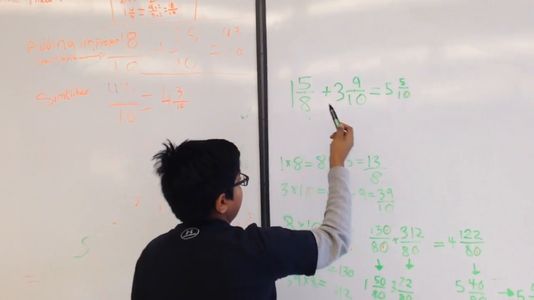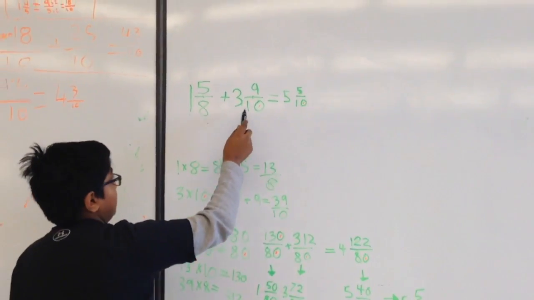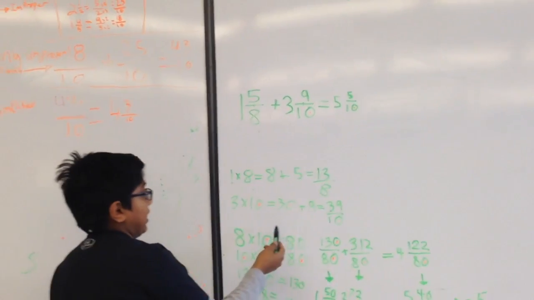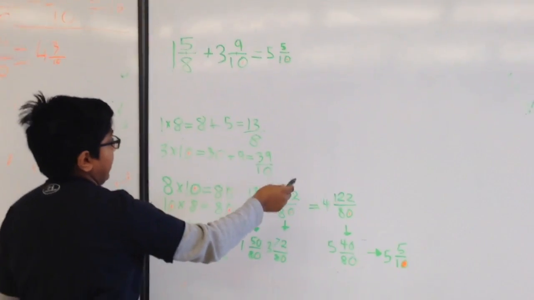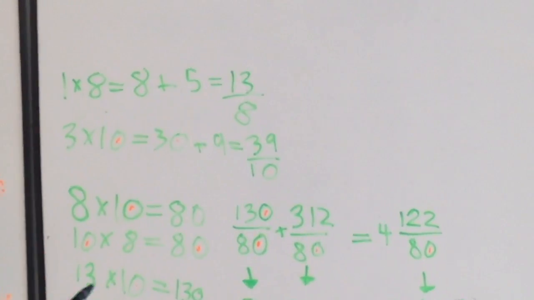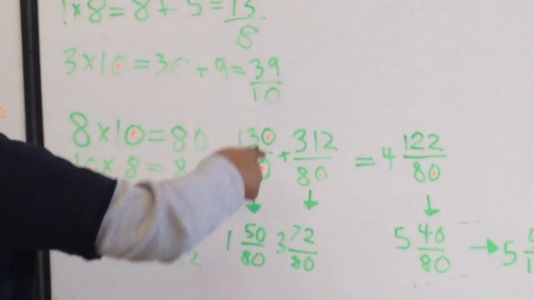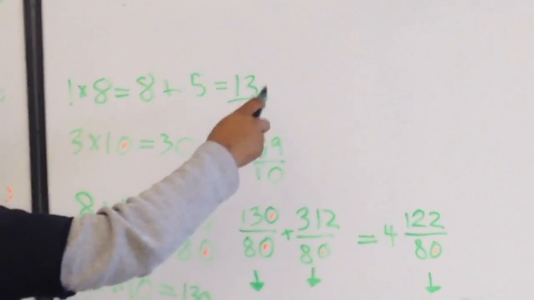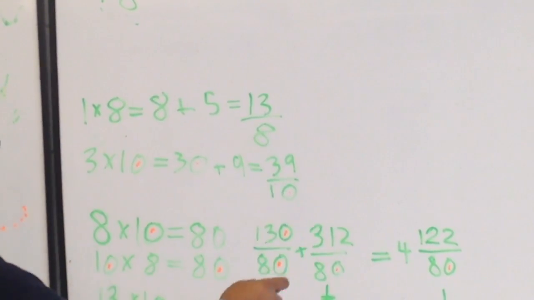And then with the denominator, 13 over 8. We're going to do the same thing with 3 wholes, 9 over 10. 3 times 10 equals 30, plus 9, the numerator, equals 39 over 10. So now that we have improper fractions, we want to find the common denominator with 8 and 10.